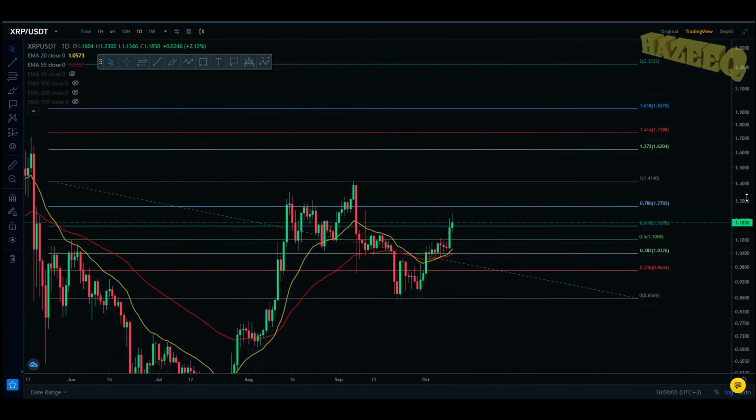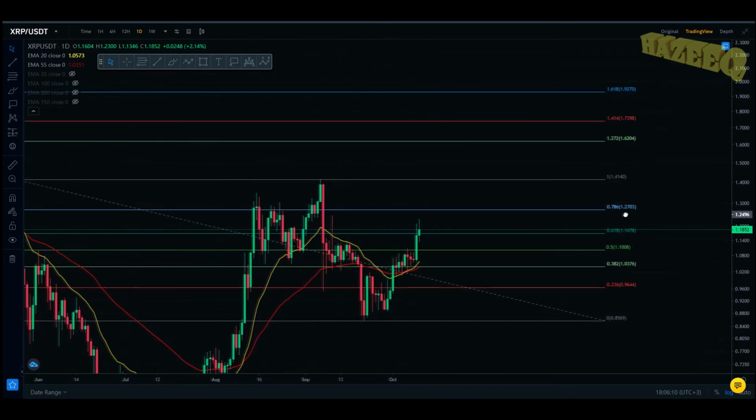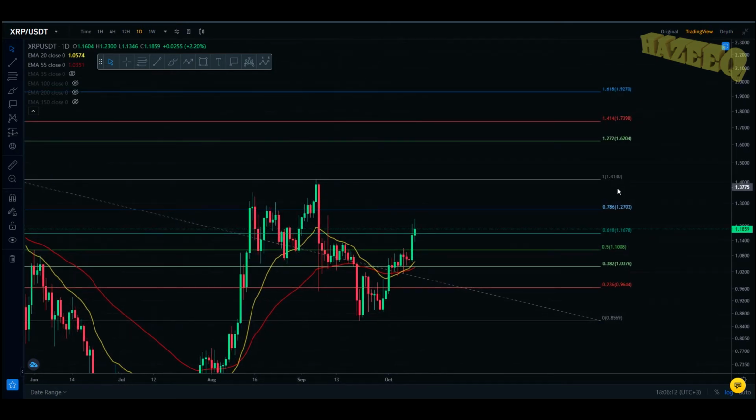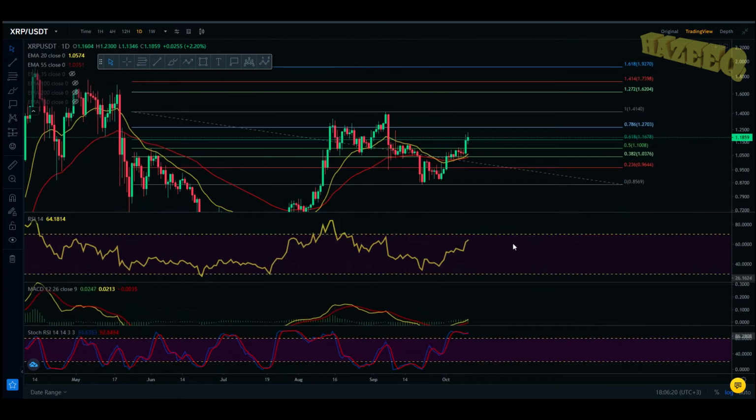Here, taking a look at the daily chart, we're getting the bullish cross. That's your first resistance, $1.27. Next resistance is $1.41. Next up, we do have $1.62, okay? Keep those levels in mind.